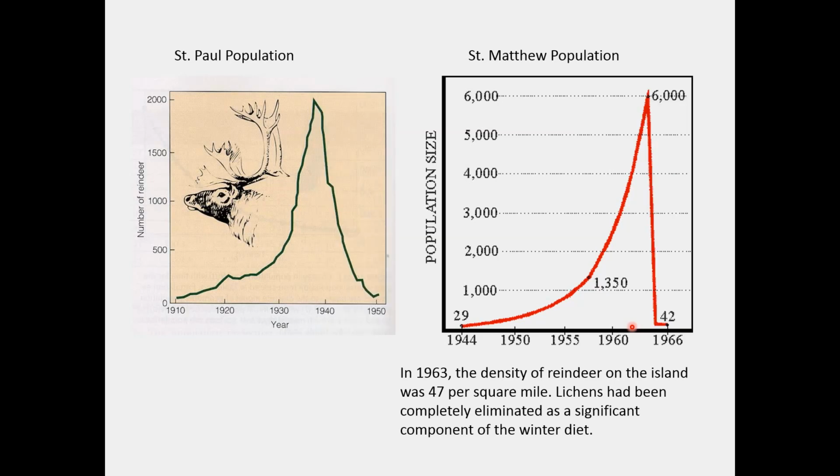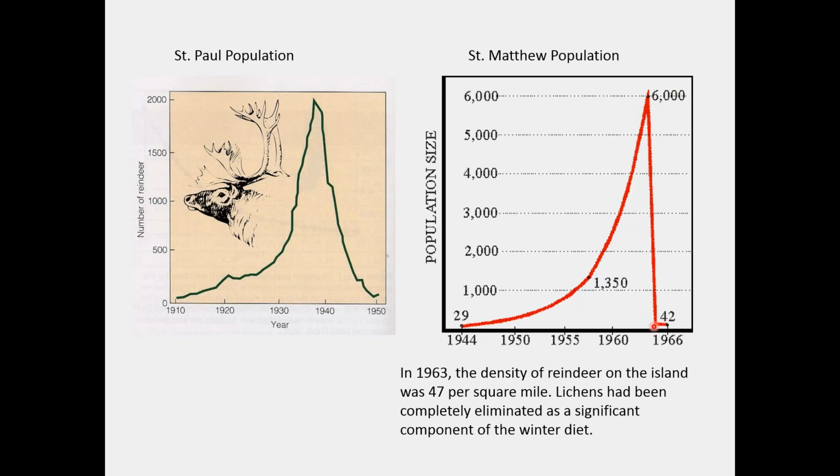So what happened? Both populations underwent a massive crash. On the St Paul's population, the crash took about 10 years and everything dropped down to about 15 to 20 individuals, just like it was to start with. On St Matthew's Island, the population crash was far more dramatic. In the space of a couple of years, the population went from 6,000 individuals down to 42 individuals. They'd completely overshot their carrying capacity, and the number of them plummeted.